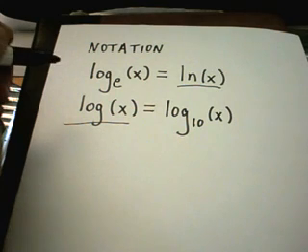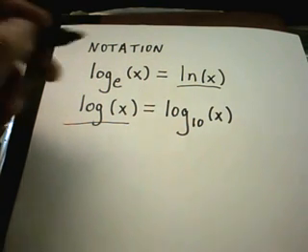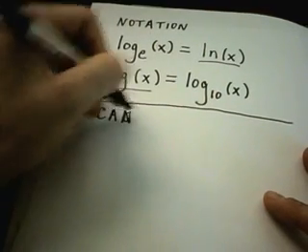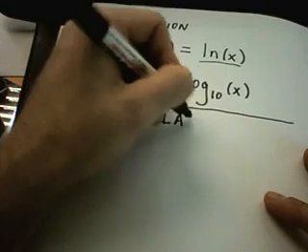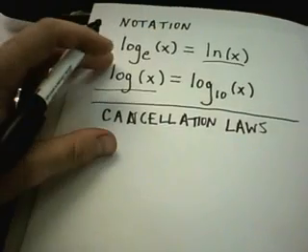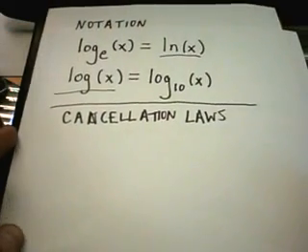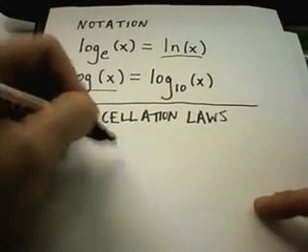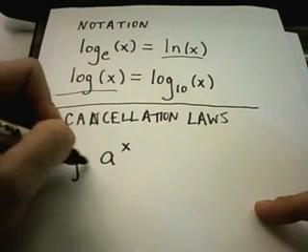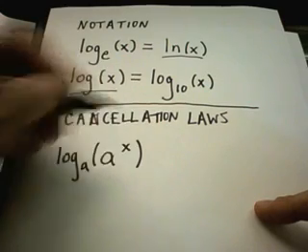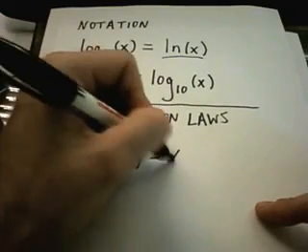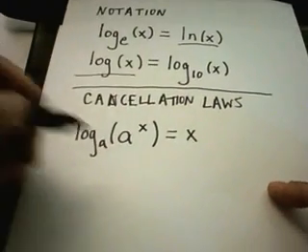Probably the last important property to really talk about with logarithms are what are known as cancellation laws. And what this says is, these again tie into exponential functions. It says if you have an exponential, a to the x, and you put that inside of a logarithm, so log base a of a to the x, and notice I've got the same base, that again is crucial. This is going to be equal to x.